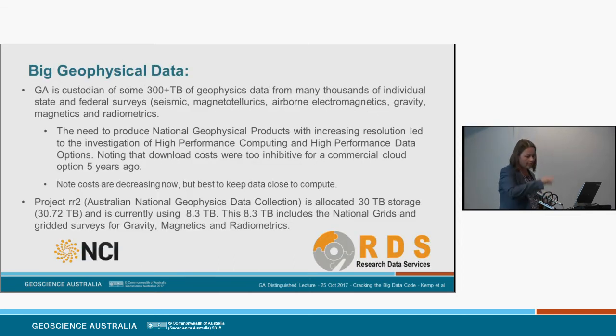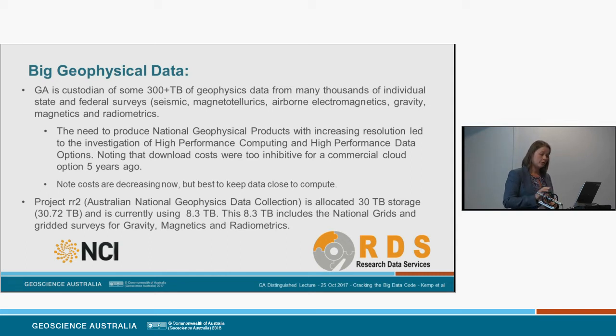Okay, so now I've gone through all the definitions and we're almost halfway through the talk. Now let's look at what we've done with the geophysical data collection. So what is the geophysical data collection? GA is custodian of about 300 plus terabytes of geophysics data. This is from us being curators of our own data sets, but also our partners in our state and territory geological surveys. This data consists of seismic data, reflection, passive refraction, magnetotellurics, airborne electromagnetics, gravity, radiometrics and magnetics.